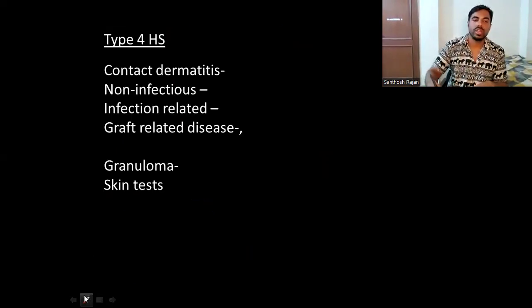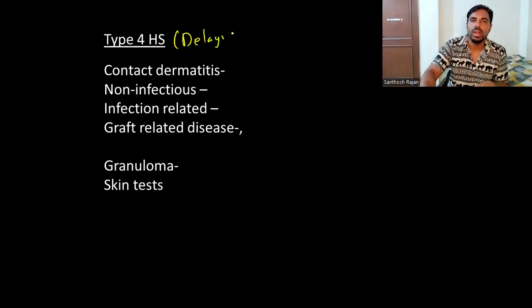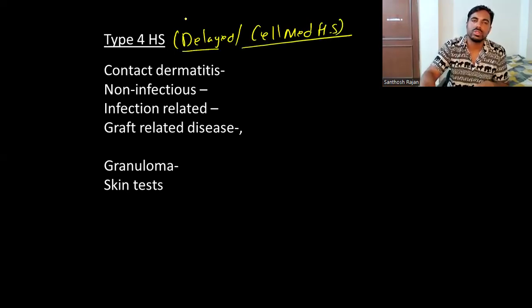Type 4 is very important. Type 4 would be called delayed hypersensitivity. All the others are immediate. This is only the delayed hypersensitivity, cell-mediated hypersensitivity reaction. Okay, delayed, T cell mediated. Usually the rest are all antibody. This is a T cell mediated hypersensitivity reaction.